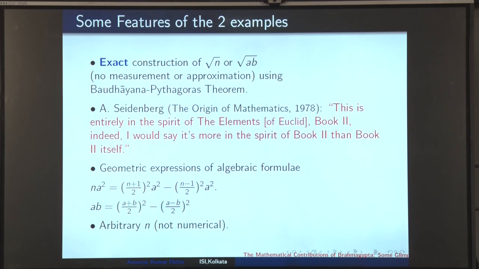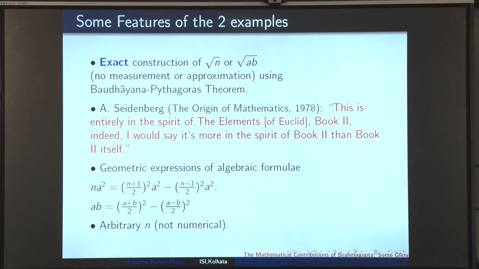Now, what you see, the features of the two examples is that you have exact construction of root n or root AB, in the first case root n, in the second case root AB, without any measurement or approximation using Baudhayana's version of the Pythagoras theorem. And here you have the geometric expressions of the algebraic formulae. n A square is (n plus 1 by 2) whole square A square minus (n minus 1 by 2) whole square A square in the first case. And in the second case you have AB is (A plus B by 2) whole square minus (A minus B by 2) whole square.